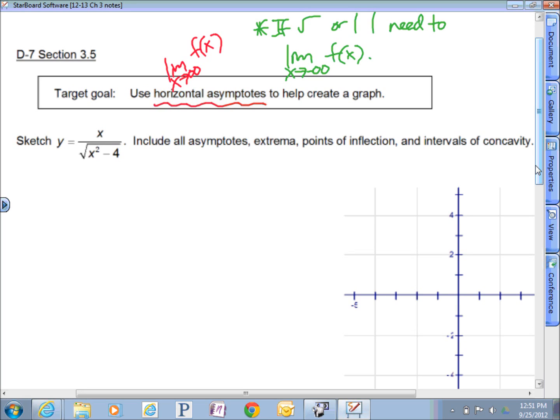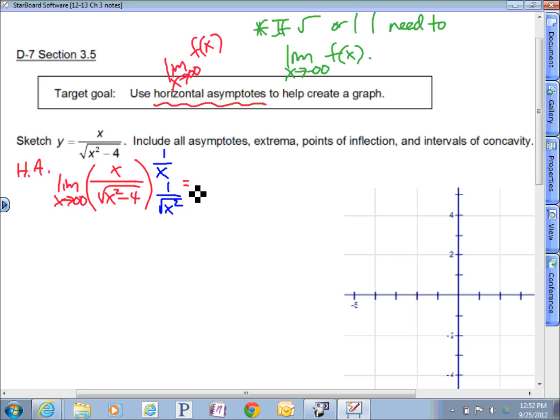So in order to come up with my horizontal asymptotes, let's do the limit as x approaches infinity. Here's an x in the numerator and the square root of x squared minus 4 in the denominator. The idea is we pick the highest power in the denominator, which in this case is x squared, but it's underneath the square root. We multiply the top and the bottom by something equivalent, which in this case is 1 over x and 1 over the square root of x squared. If we do that, our numerator becomes a 1, and the denominator becomes the square root of 1 minus 4 over x squared.